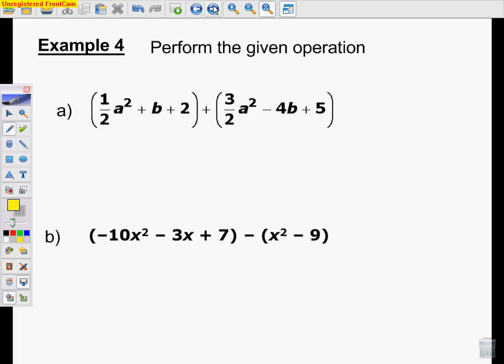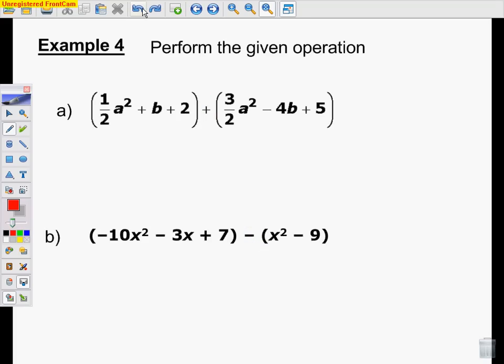Okay, let's move on. Let's try one more. Perform the given operation. Now, some of the problems, addition and subtraction, will be mixed all in the same section. So you just have to pay attention to the operation that goes on between the polynomials. This first one we know is an addition problem because there's an addition sign between them. The second one we know is a subtraction problem because there's a subtraction sign in between the two polynomials.